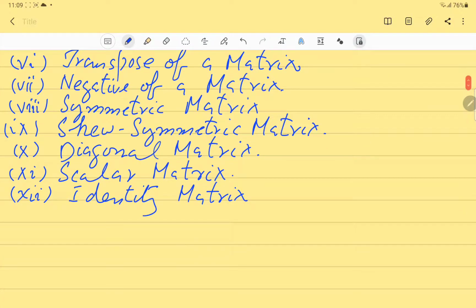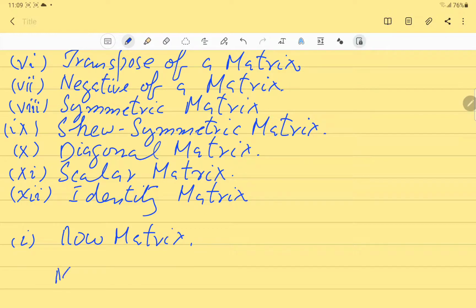Now we will try to understand each one of them. That is how we can recognize which matrix is which one. Okay, the first one written here is row matrix. A matrix is called row matrix if it has only one row.